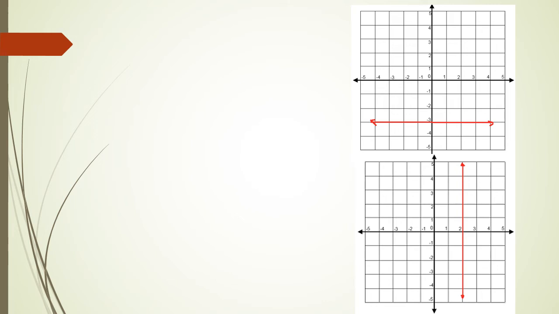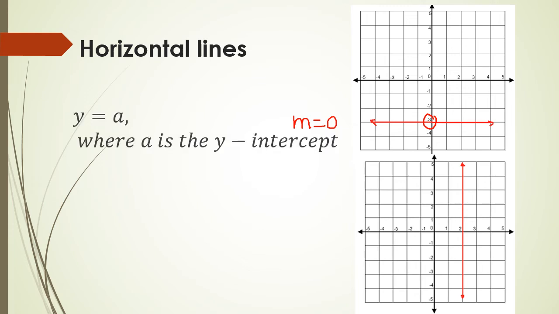Now we have special cases here. The first special case is horizontal lines. Horizontal lines, as we said before, have a slope of 0. That means that the only thing that I'm going to have in that equation is the y-intercept. So horizontal lines have an equation of y equals a, where a is the y-intercept. So in this example, the linear equation that can represent this line is going to be y equals -3.